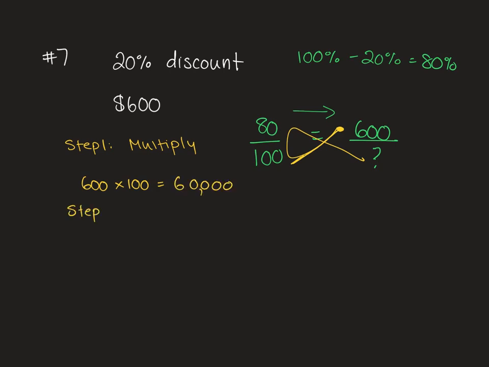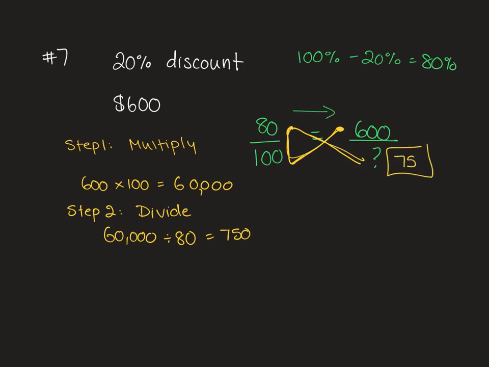Now step two is to divide. So we're going to take the number that we ended with, and we're going to follow our fish up, and we're going to divide it by 80. And that is going to give us 750. So the number we end up with here goes in our space. So the total cost would have been $750.